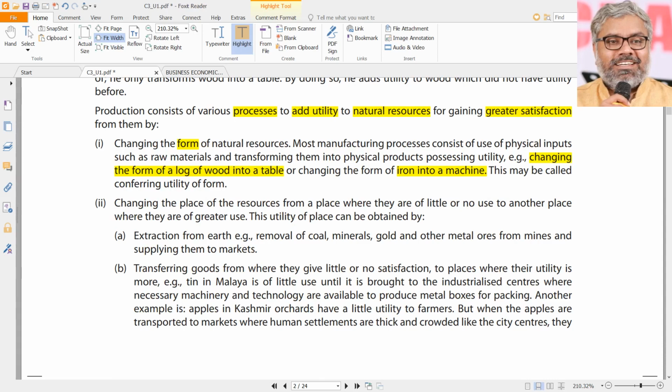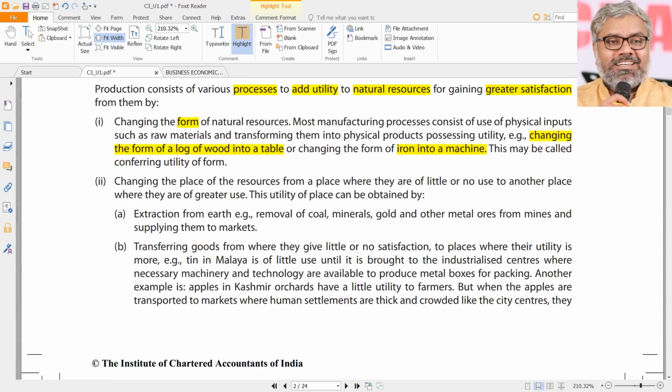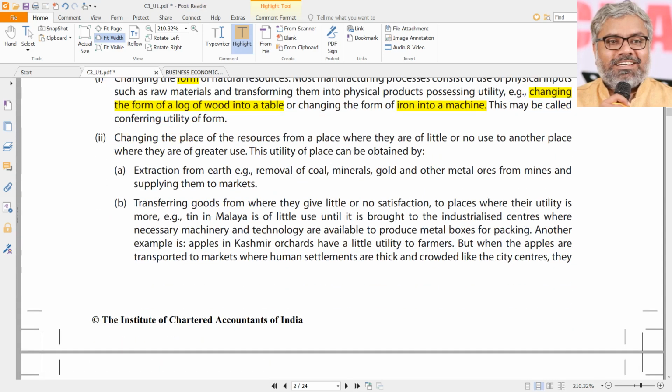And what it has created in this process is form utility. It has changed the way iron ore looks. The shape is not the same, the characteristics are not necessarily the same, the color is not the same. Completely, there are a lot of changes. That's what happens. It creates form utility. It means the physical characteristics will change, and it will create better satisfaction, better utility to the user, we can say. That's what is form utility created by the production process.